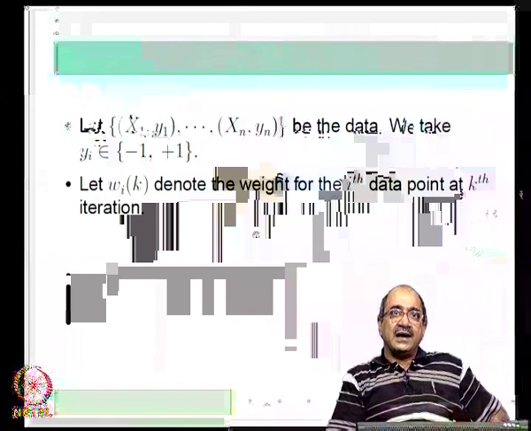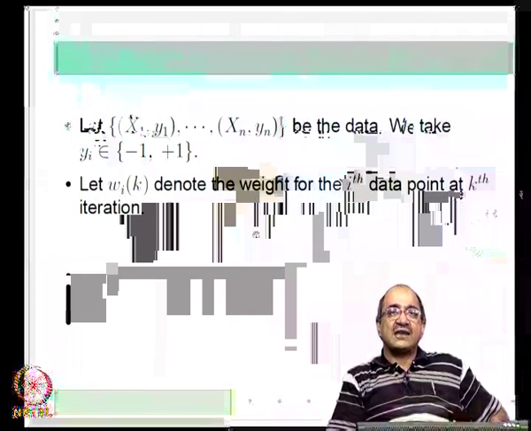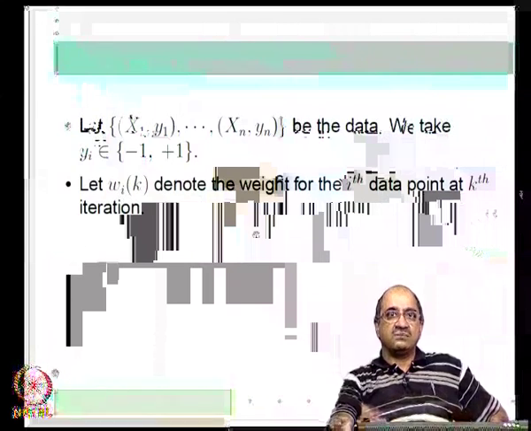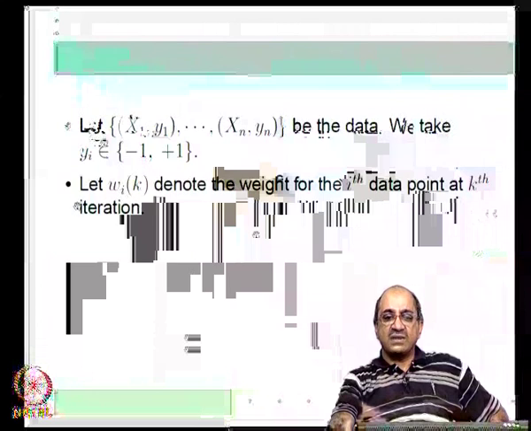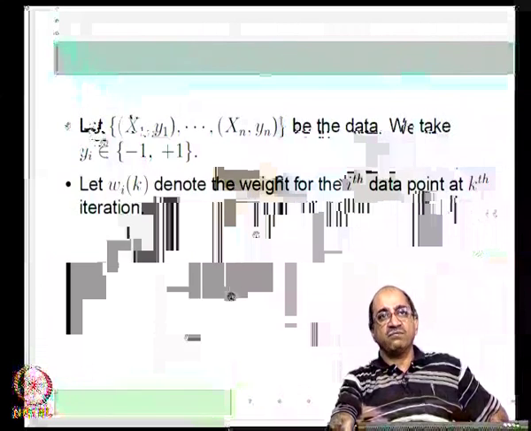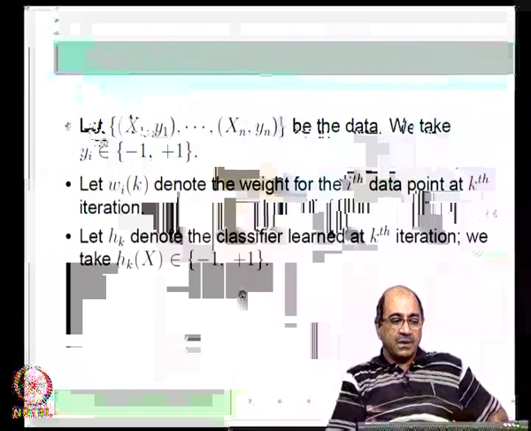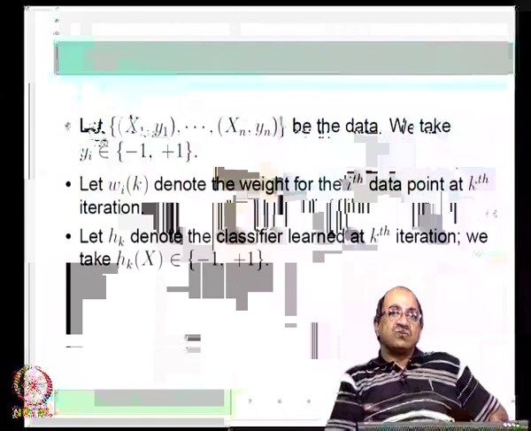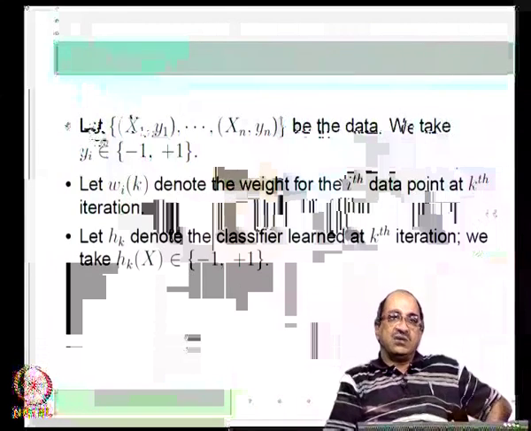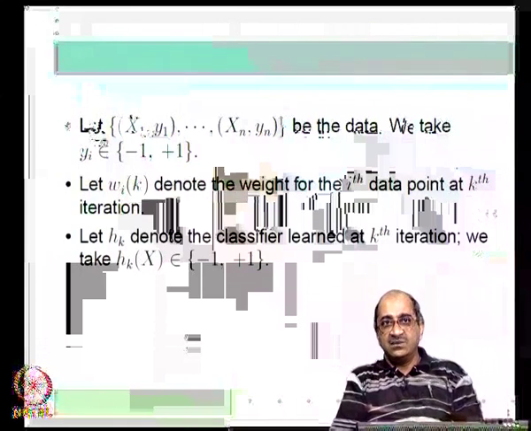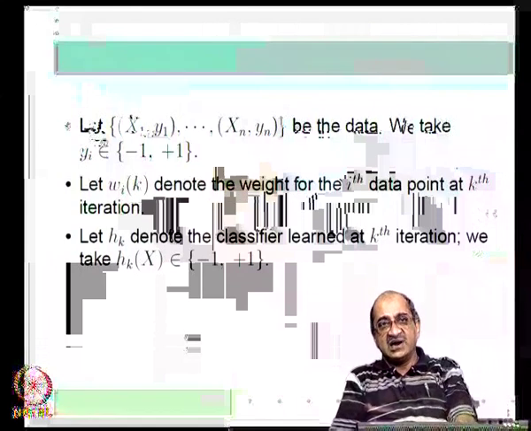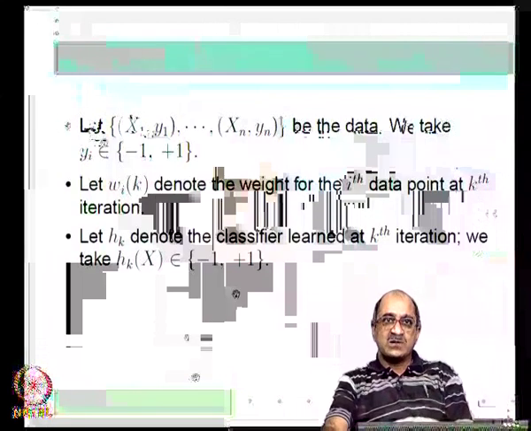wi of k denotes the weight for the ith data point, that is xi yi, at kth iteration. We are learning classifiers iteratively. So, at the kth iteration, the weight assigned to the ith data point is denoted by wi of k. We denote successive classifiers h subscript k. So, hk denotes the classifier learnt at the kth iteration, and is a classifier. So, hk of x for any x will be either minus 1 or plus 1.